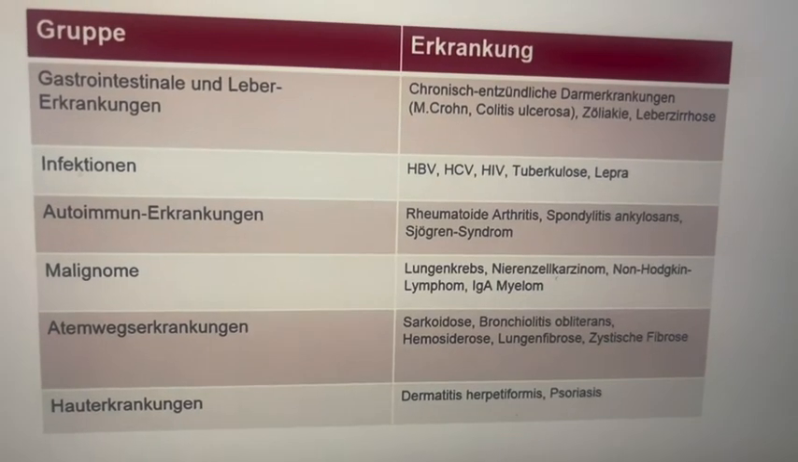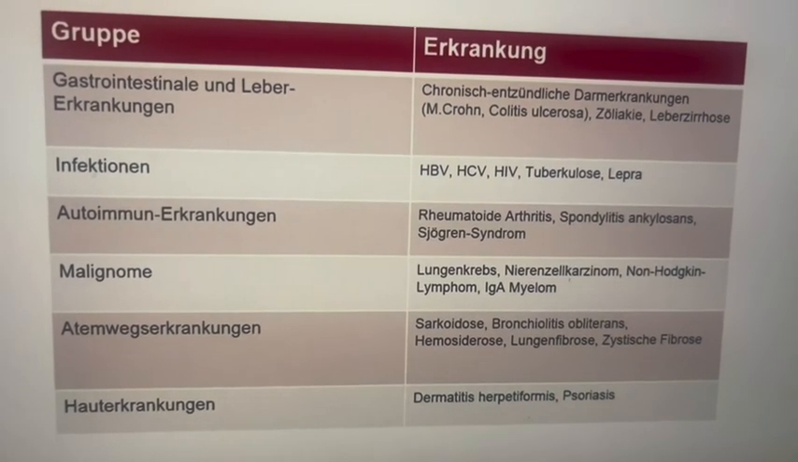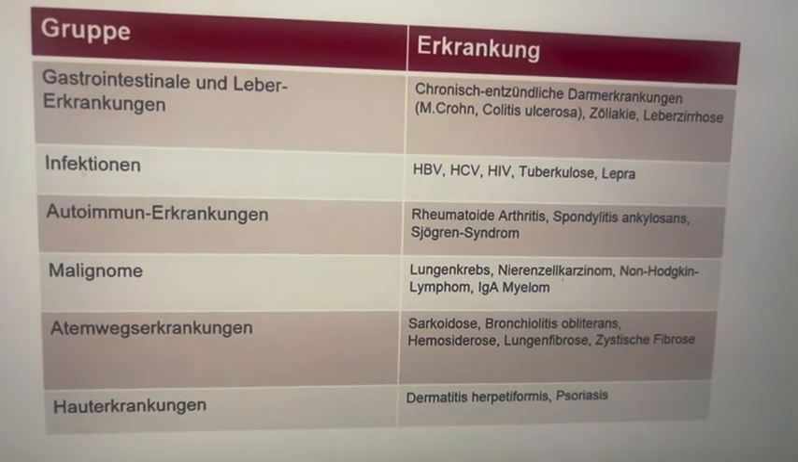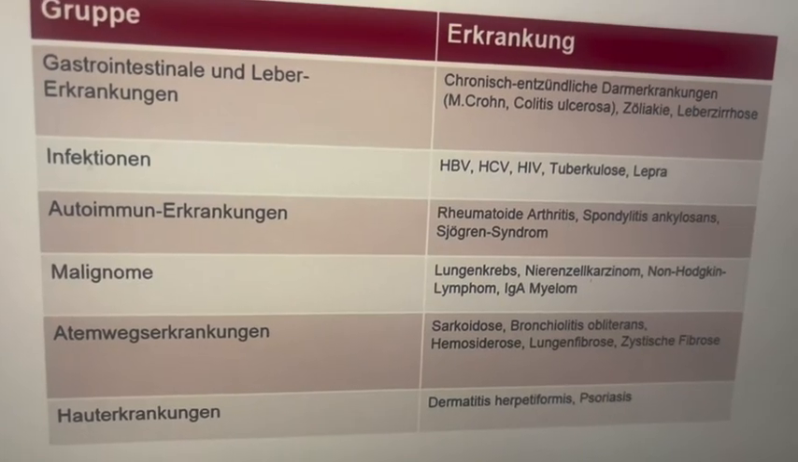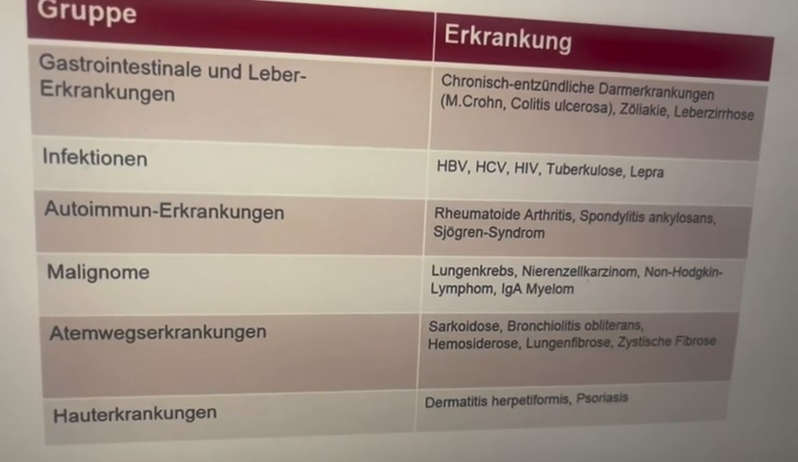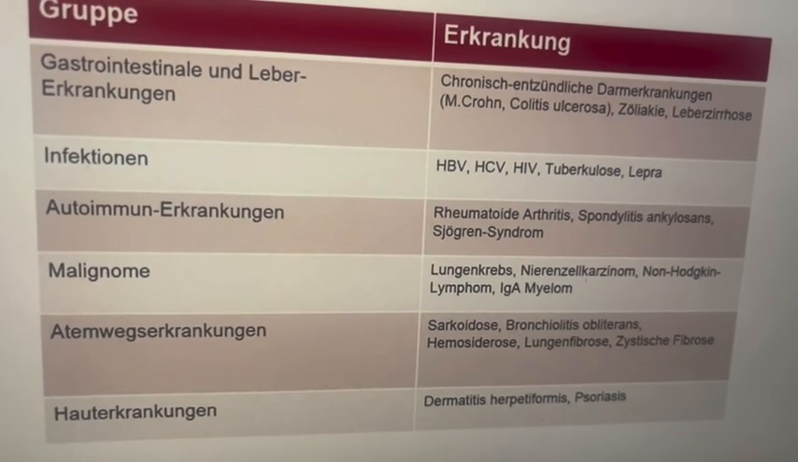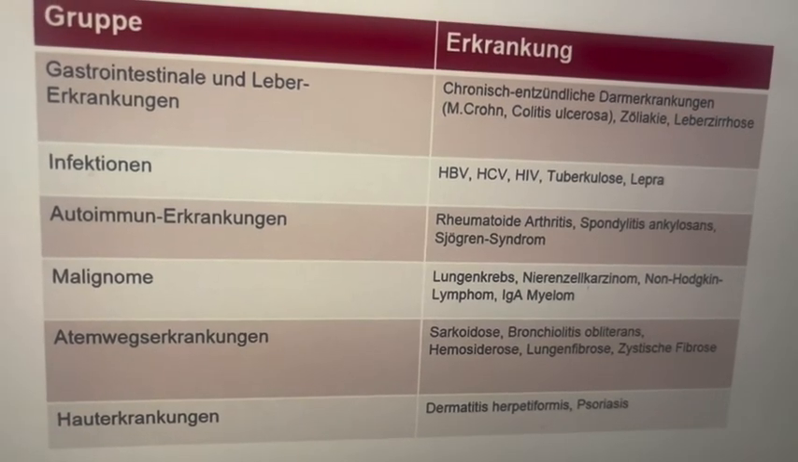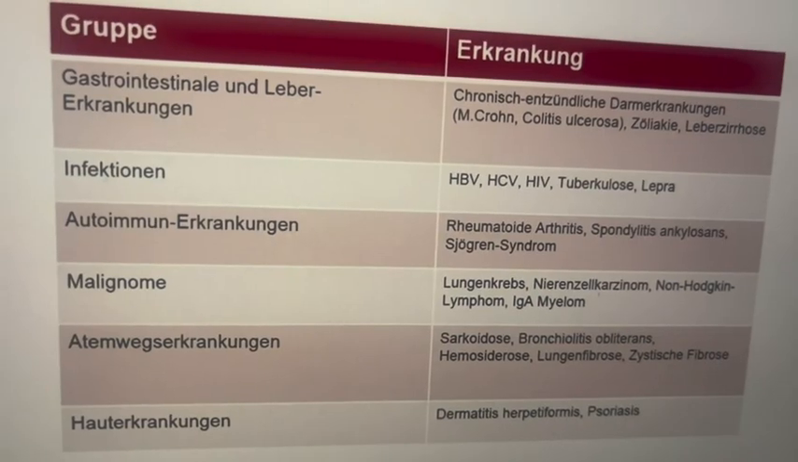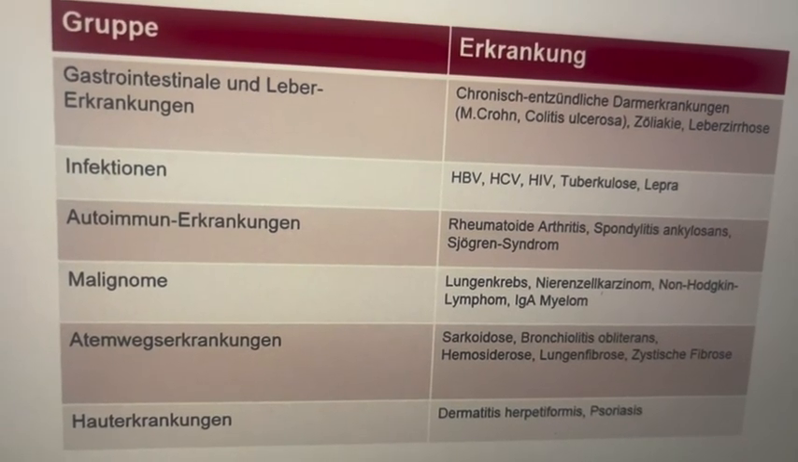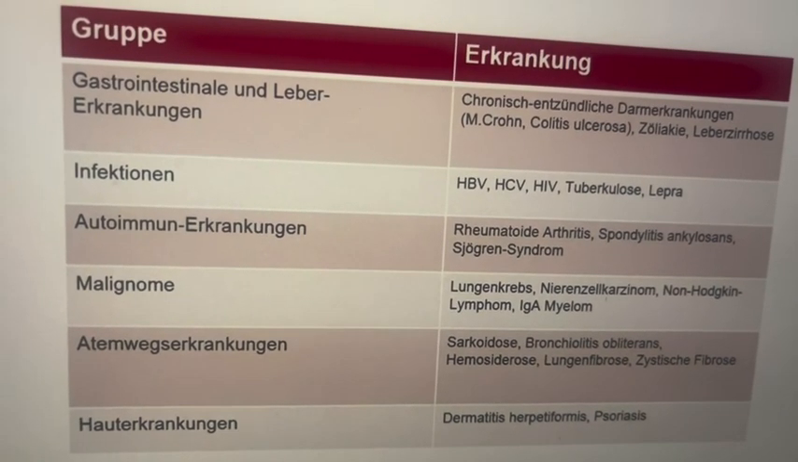And I found this table very interesting, which shows the secondary causes of IgA immunoglobulin-associated nephropathy, like gastrointestinal disease or liver disease, infections like hepatitis B, C, HIV, tuberculosis, and leprosy. And apart from that, autoimmune diseases, we all know, and it can even suggest malignancy, or even respiratory tract infection or skin disease.